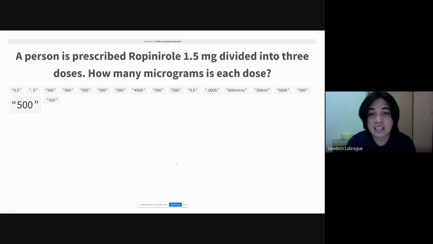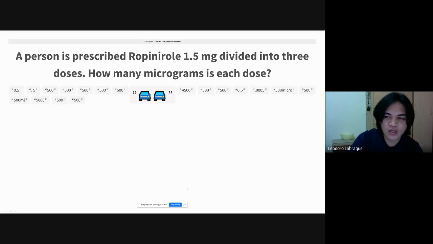She says 1.5 milligram. I need to convert it to microgram by multiplying by 1,000. So it would be 1,500 micrograms. Okay, but it should be divided into 3 doses. That's why she divided 1,500 by 3. So the answer is 500.